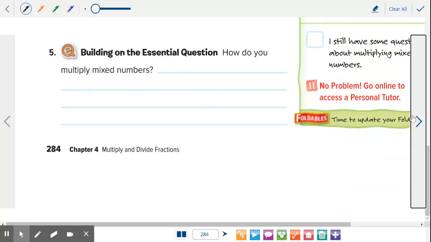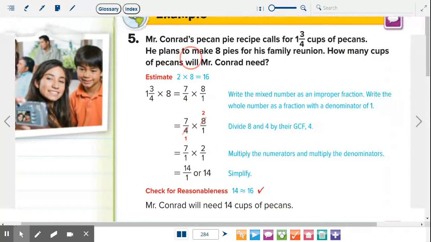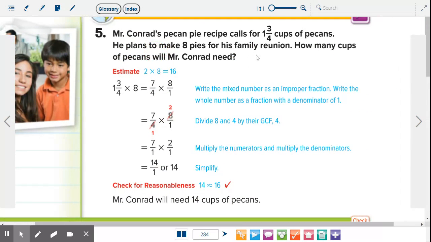All right, and the last thing you would see is on the next page. Okay, it's example number 5. You guys are still doing the same thing, but then they're going to throw a whole number at you. So what do whole numbers go over in a fraction? 1. Okay, so it'd be 8 over 1. All right, easy as that.